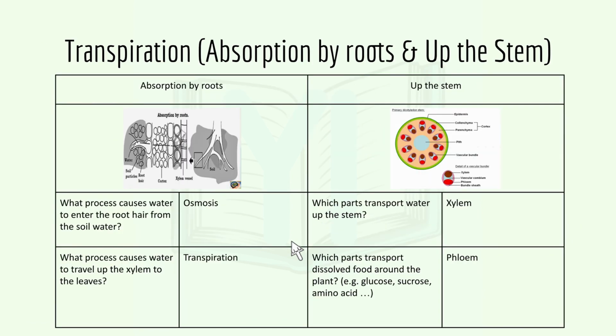So I'm going to move on now to absorption by roots and up the stem. For absorption by roots, what process causes water to enter the root hair from the soil water? We have osmosis. And what process causes water to travel up the xylem to the leaves? We have transpiration. And up the stem, which part transports water up the stem? We have the xylem. And which part transports dissolved food around the plant, like glucose, sucrose, and amino acids? We have, of course, the phloem.